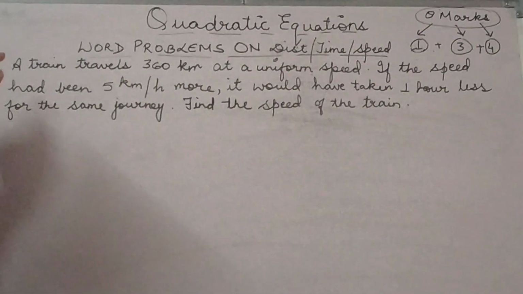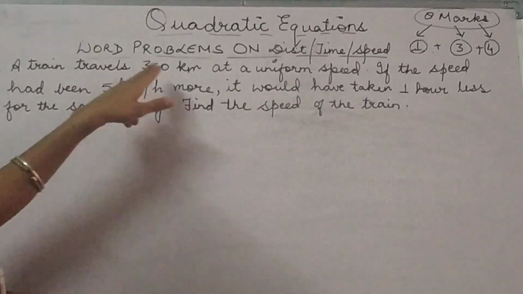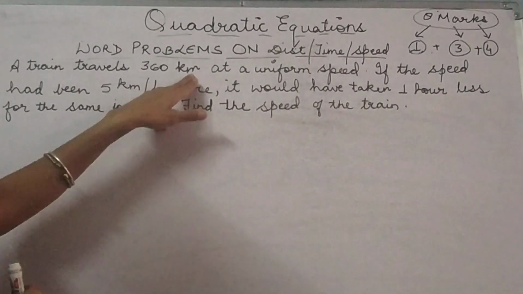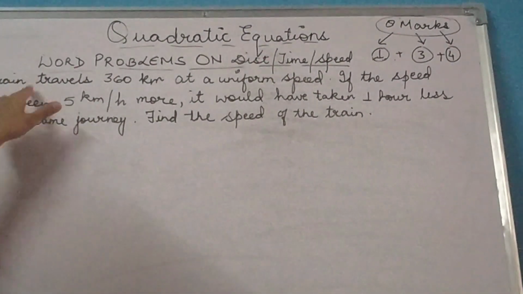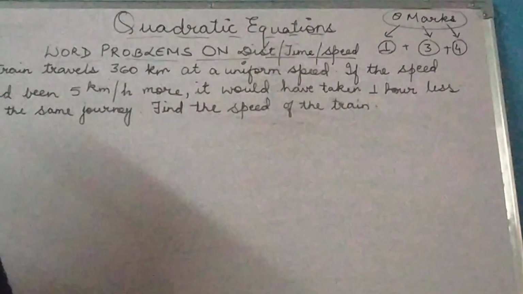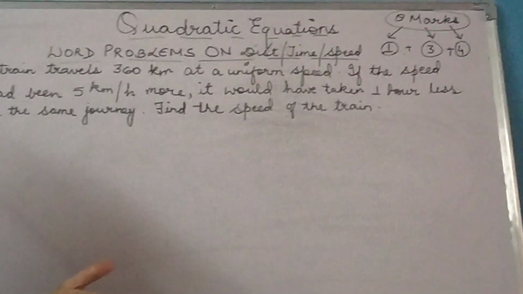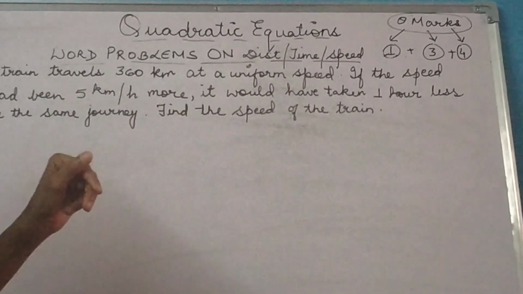Question is, a train travels 360 kilometers. So just by looking at the unit, that is kilometers, we can say this is the distance. A train travels 360 kilometers at a uniform speed. Uniform speed means stable speed. There is no change in the speed.